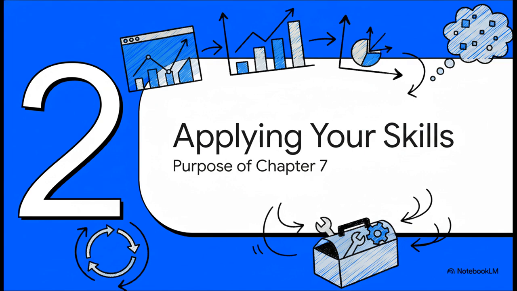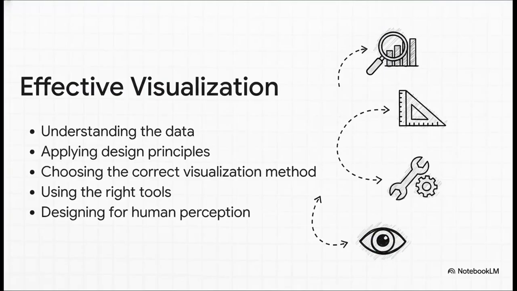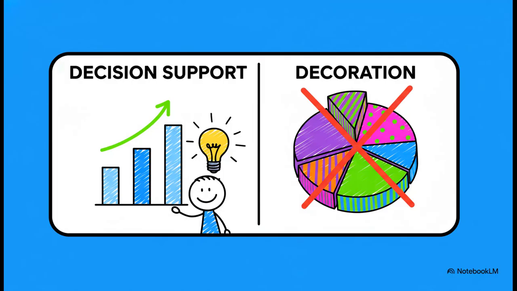So with that mission in mind, that idea of clear, honest communication, let's talk about the purpose of this final chapter. It's really all about application. It's about turning all that theory into actual practice. This is where it all comes together. See, making a truly effective visualization isn't about getting one thing right. It's about orchestrating everything at once. You have to genuinely understand the data, you have to apply solid design principles, pick the perfect visualization for the job, know your tools, and, this is so crucial, always design for how the human brain actually sees and processes information.